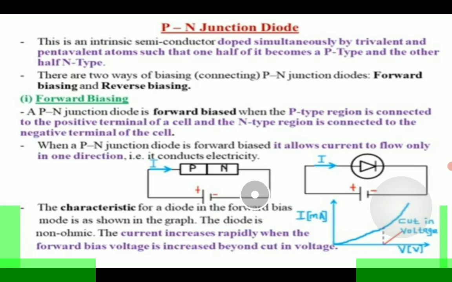Very important. So what we are saying here is that we have a PN junction diode, which is made up of two terminals, the positive end connected to the positive of the battery or the cell, and the negative end connected to the negative end of the cell. And that diode only conducts electricity in one direction, meaning that if you swap the terminals, it is not going to conduct.